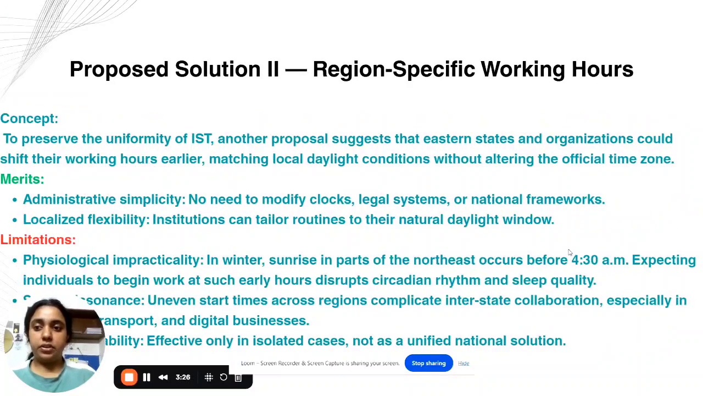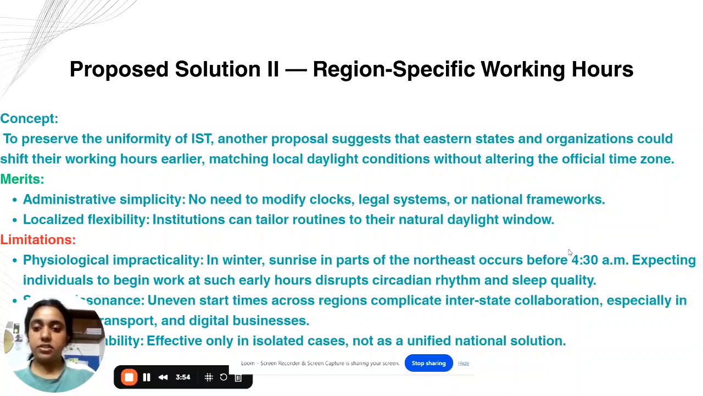The second possible solution is region specific working hours, which is more practical to retain a single time zone but allow regional flexibility in start times. Schools, offices, and factories in the east could simply begin an hour or two earlier than the rest of the country. This method respects natural daylight while maintaining administrative simplicity.